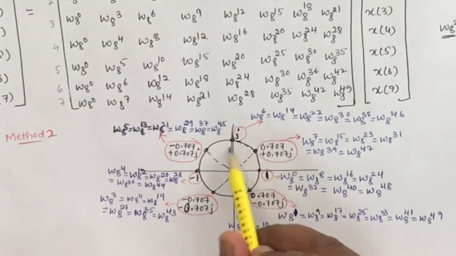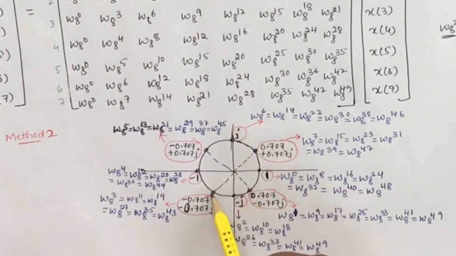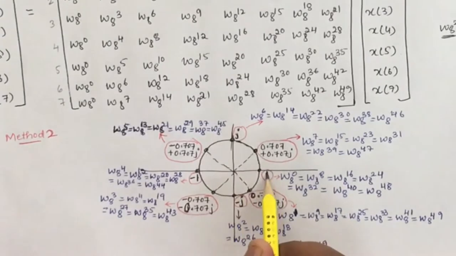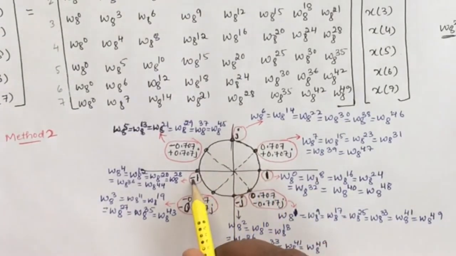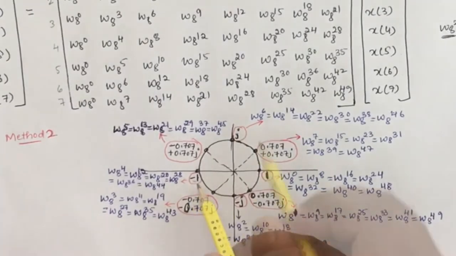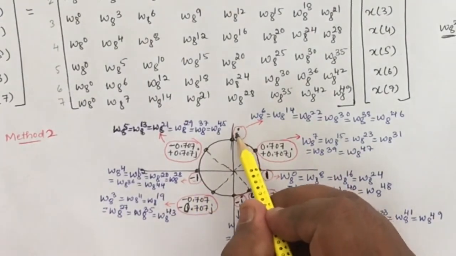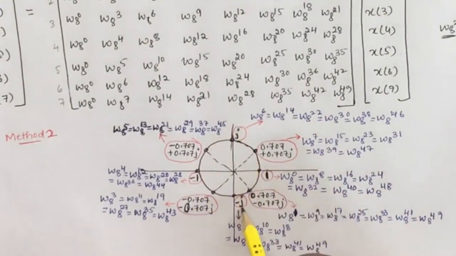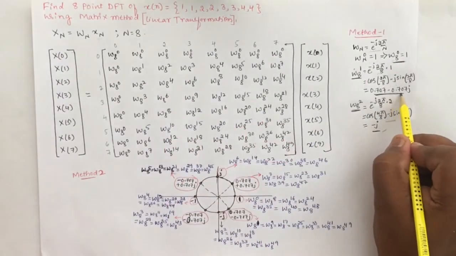So we have divided this unit circle into 8 points, and for each point we have written the values. We know on the real axis this value will be 1, and towards the left-hand side this value will be minus 1. In the imaginary axis, here it will be j, and towards this end it will be minus j. For this point, the value is 0.707 minus 0.707j. This we have already calculated here, right?